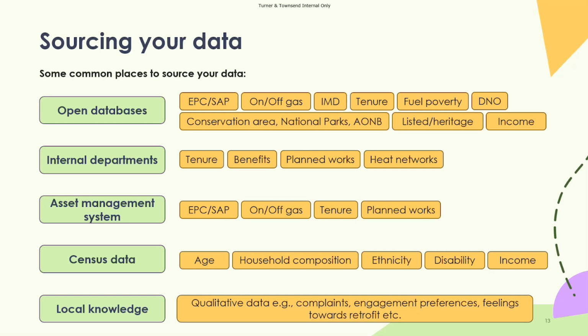And then there's just local knowledge. So this is qualitative data. So you can go out and talk to residents. A lot of the on-the-ground tenant liaison officers or housing officers, you might actually know about the area and the people in those homes. Building those relationships with your residents will really provide some useful insights into how people feel about retrofit and what kinds of things they want to see within their homes.